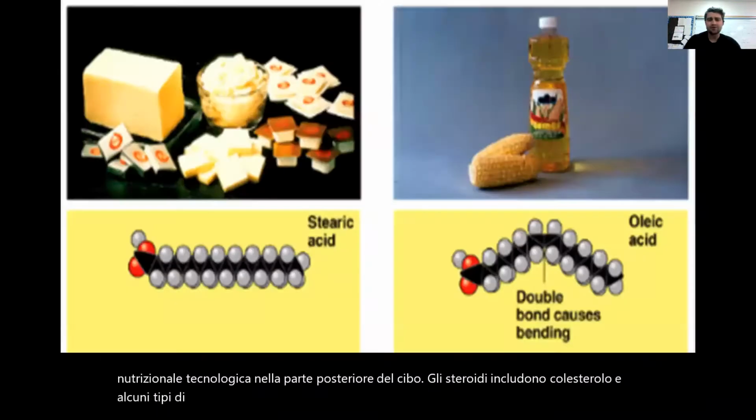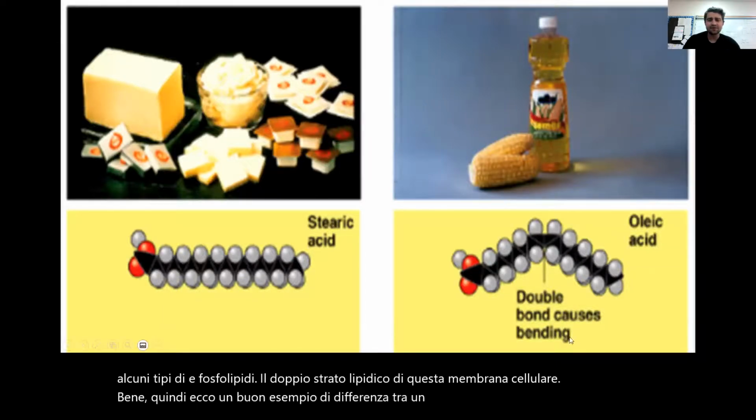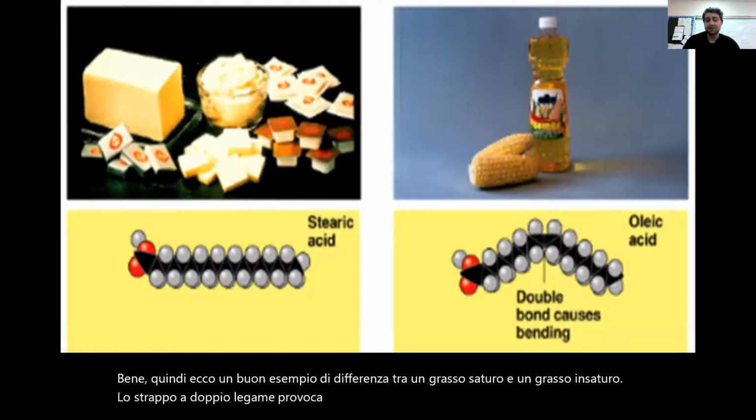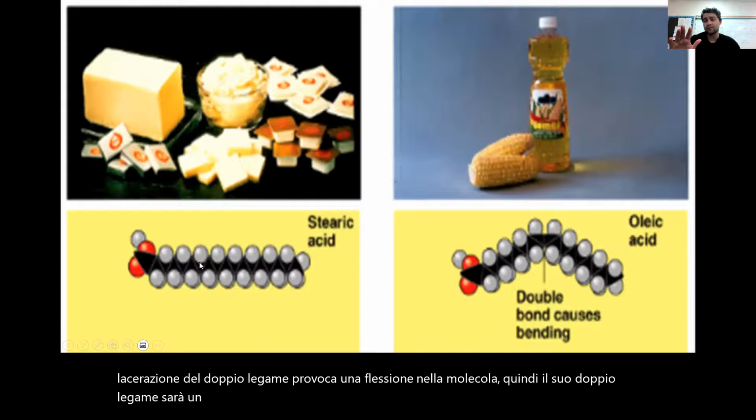All right, so here's a good example of a difference between a saturated fat and an unsaturated fat. The double bond here causes a bend in the molecule. So if it's double bonded, it's going to be an unsaturated fat, whereas when we have a carbon chain without a single double bond, we're going to call that a saturated fat.